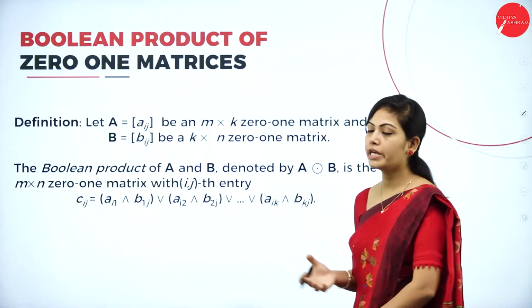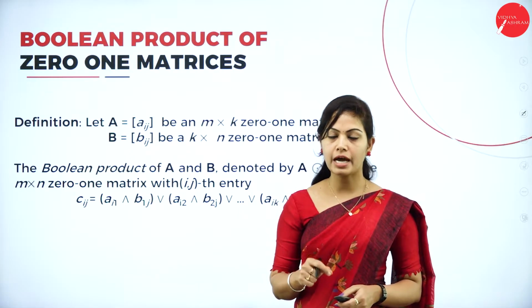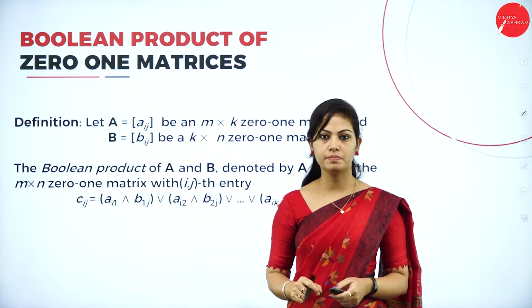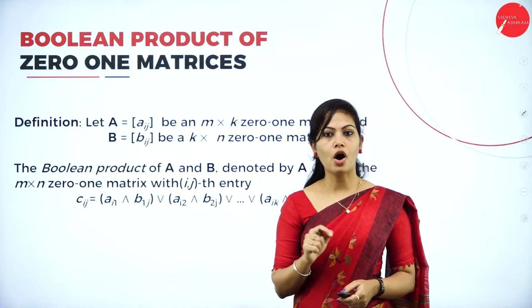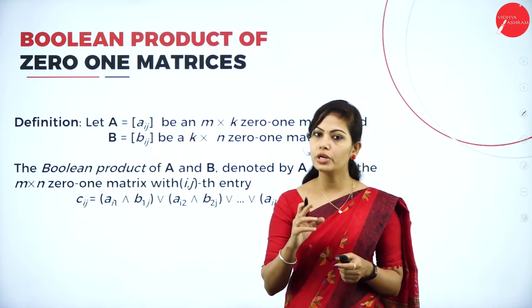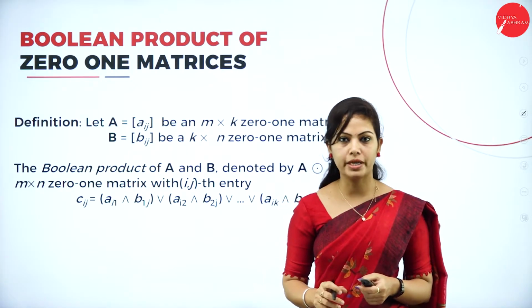So what is this Boolean product? In Boolean operation, we have two rules, addition and multiplication. Boolean addition is the OR operation and Boolean multiplication is the AND operation. So here we are applying only the product. Product in the sense we are using only the AND operation.